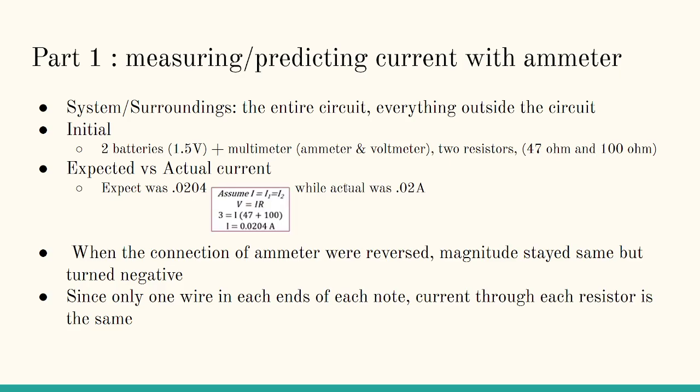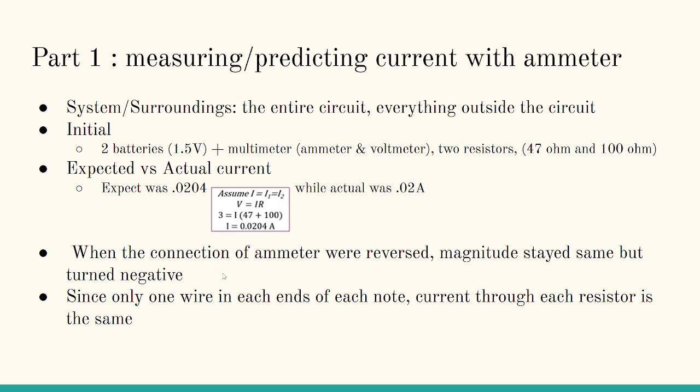Alright, so part one, measuring and predicting the current with the ammeter. The system and surroundings were the entire circuit and everything outside the circuit. Initially there were two batteries, both with 1.5 volts, plus a multimeter, which can be both ammeter and voltmeter, and two resistors, 47 ohms and 100 ohms. And the expected versus actual current. The expected was 0.0204, which was solved by this equation, the two resistors added together, divided by 3, while the actual was 0.02.